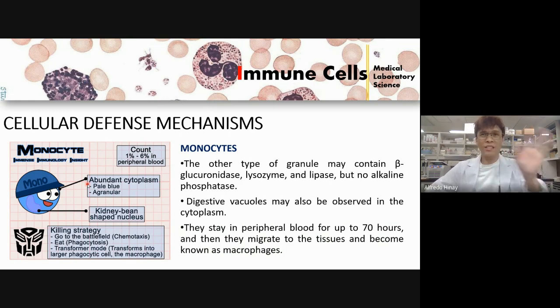So, they'll try to circulate in peripheral blood for 70 hours. Then when they don't find anything, it's too boring in the blood, so they go to the tissue. Then they become stronger. Okay, now you have your macrophage. Your macrophage is a potent APC or antigen presenting cell, compared with your monocytes.